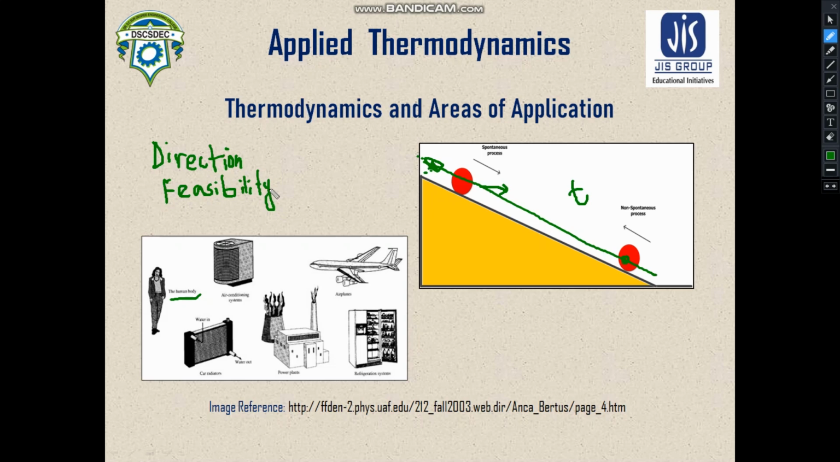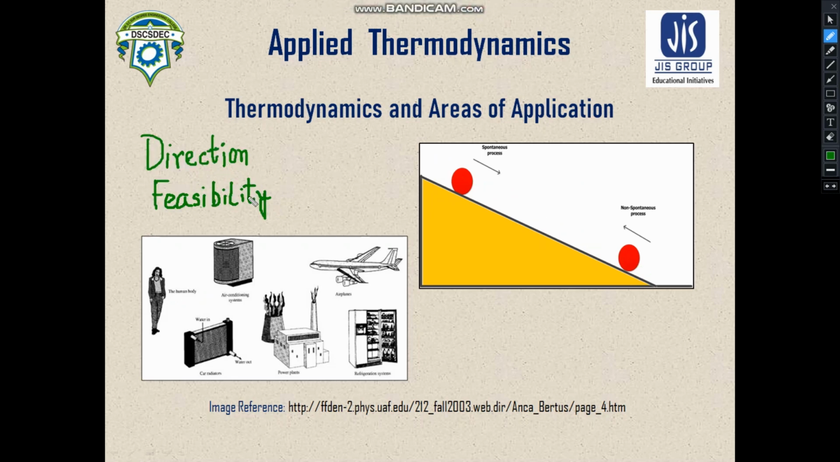The direction in which the spontaneous process will occur, and the opposite of the spontaneous process, is it feasible or not? Those are the two aspects of any process which has to occur thermodynamically, that can be defined by the help of thermodynamics. So thermodynamics helps you to understand the direction of process and the feasibility of that process occurring in the reverse direction.